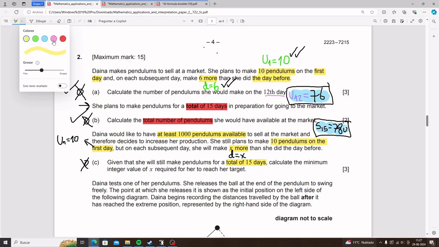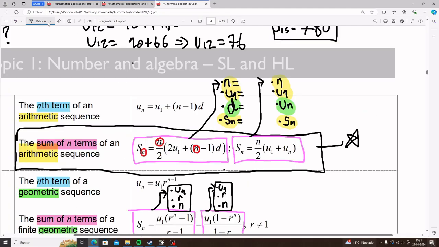Okay, this is the most important part. They want you to calculate the minimum integer value of X. Now, X is your new D, okay? So clearly you need to find D. Yeah, so we're probably using the equation on the left. So can I plug in N and U1 and S of N? If you plug in these three things, you can find X. If you're a little bit confused by that, just follow the process for now.